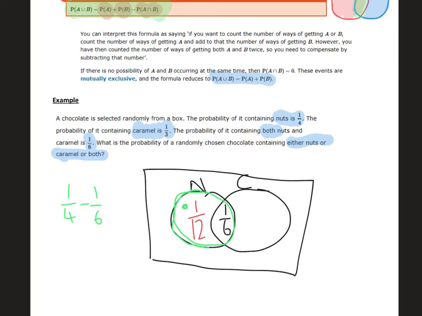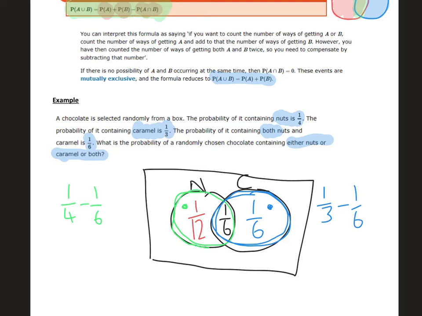And for caramel, the probability is 1/3. So using the same logic, this circle is 1/3. So to get this, where I put my blue dot, I'm going to do 1/3, take away the 1/12 that's already there, which is going to give me 1/4.